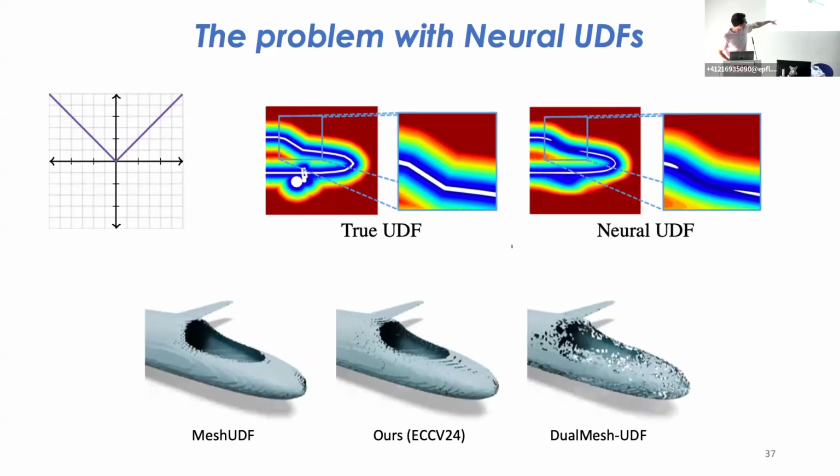So in this case, this is again mesh UDF. This is our method from ECCV, so the previous one. And this is another method, dual mesh UDF. They have different problems, but the one problem they all have is that they're completely missing that part that was supposed to be there.